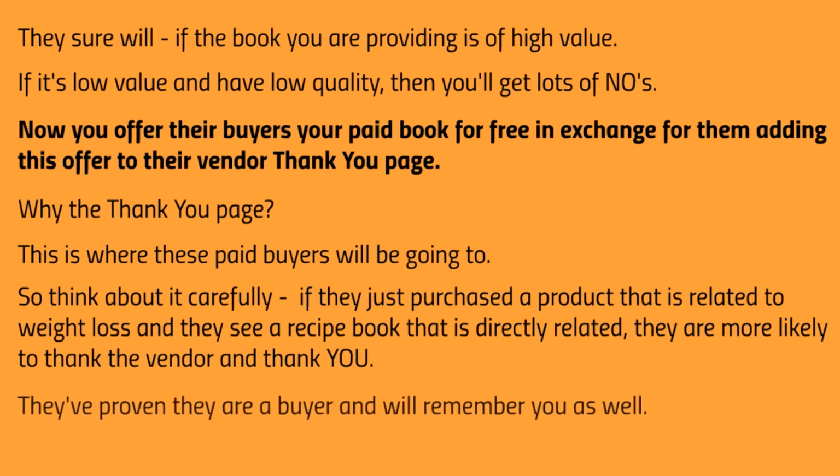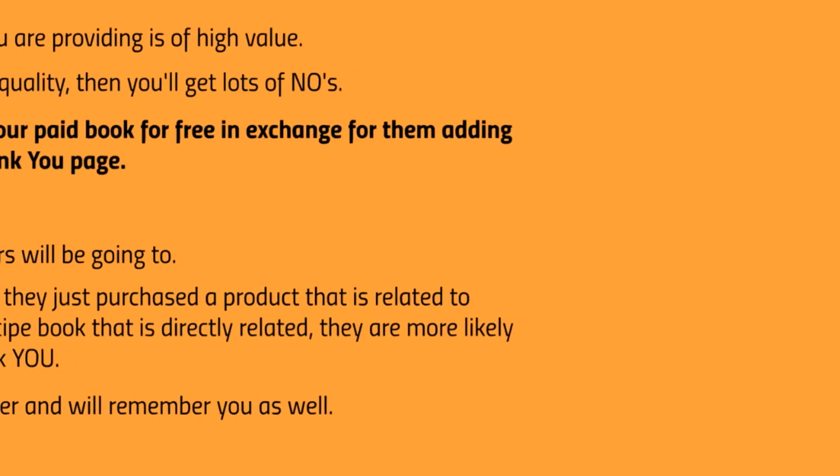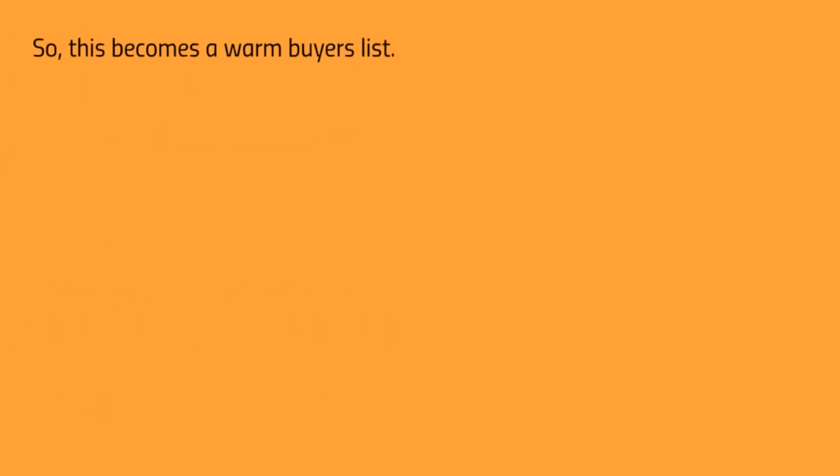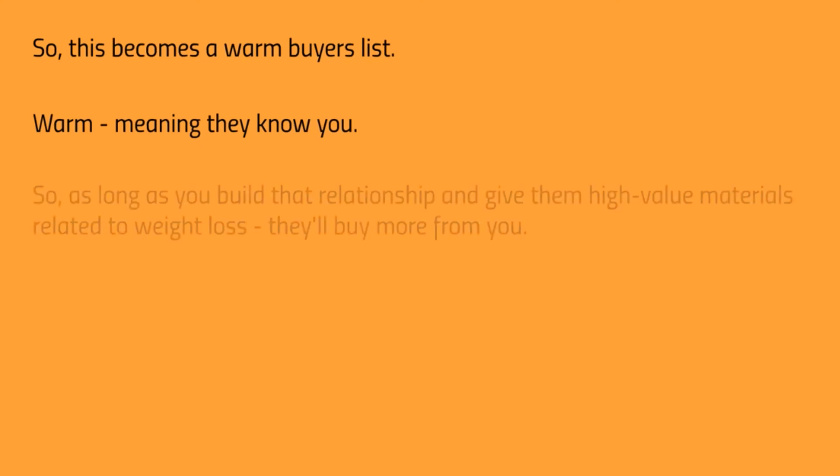All right, so does that make sense? Basically, they are a proven buyer and they're going to remember you as well. So this becomes what we call a warm buyers list. Cold list means that they don't know you at all. They don't know who you are. They just subscribe to your list. They don't know what you can offer to them. So they have that connection. They know you, basically. That's what that means.